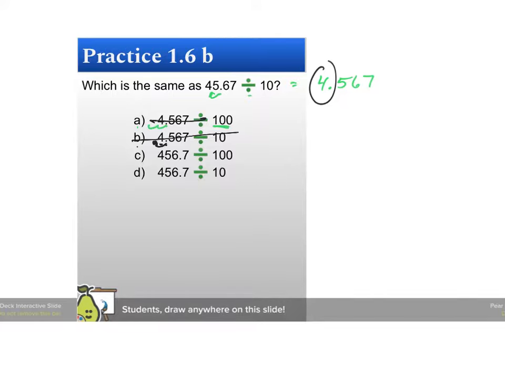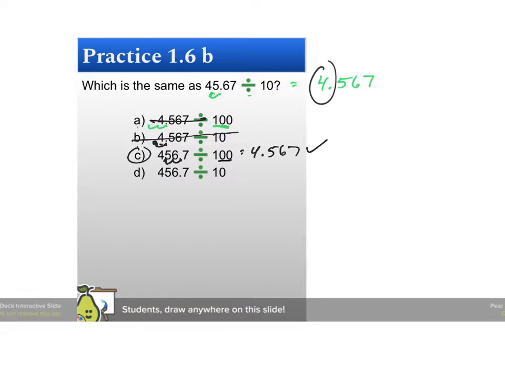C, 456.7 divided by 100. 100, I'm going to be moving the decimal 2 places. So 1, 2, that would be 4.567. So C is correct. Let's just check the other one to make sure.